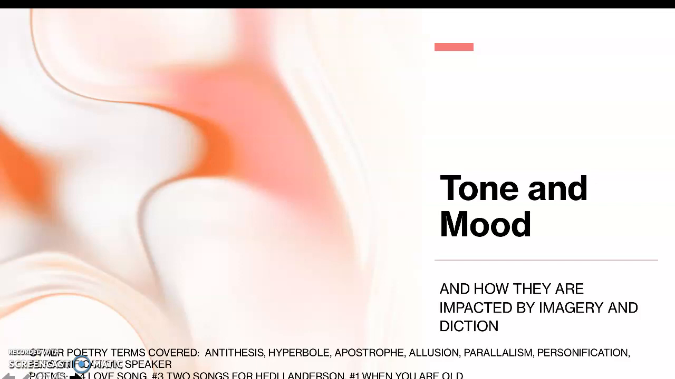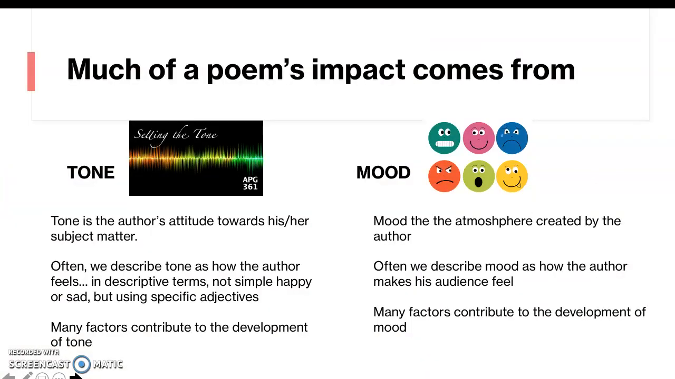So we'll jump right in here, talking about tone and mood. Tone, as you know, is the author's attitude towards his or her subject matter. Often when we talk about tone, we talk about it as how the author feels, and we infer how he feels from the things that he says and the ways in which he says them. We usually try to describe tone in descriptive terms, not something simple like happy or sad, but using specific and very detailed adjectives. And lots of things contribute to tone. Today we're going to talk about how diction or word choice can contribute to tone, and also how imagery can.